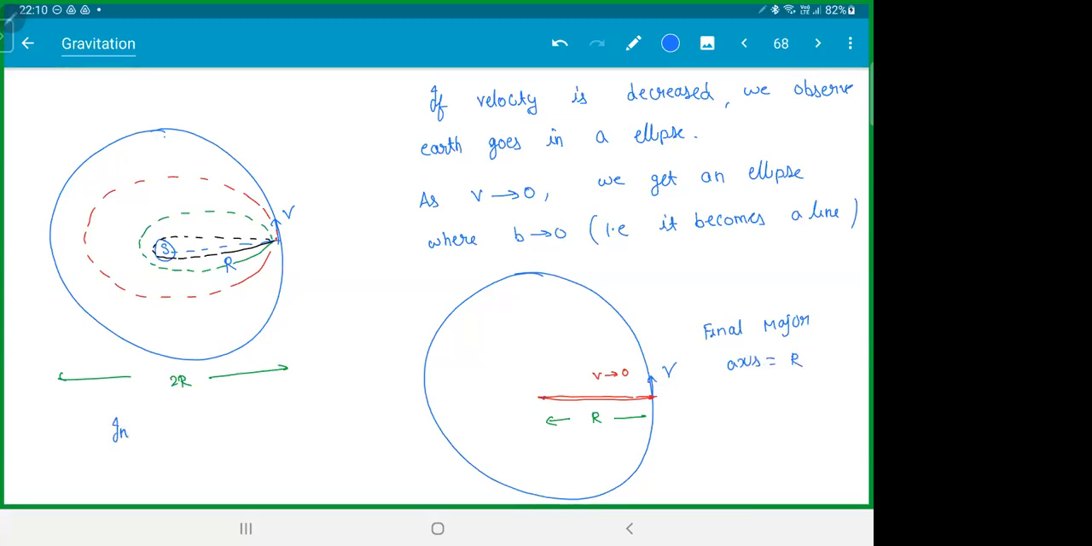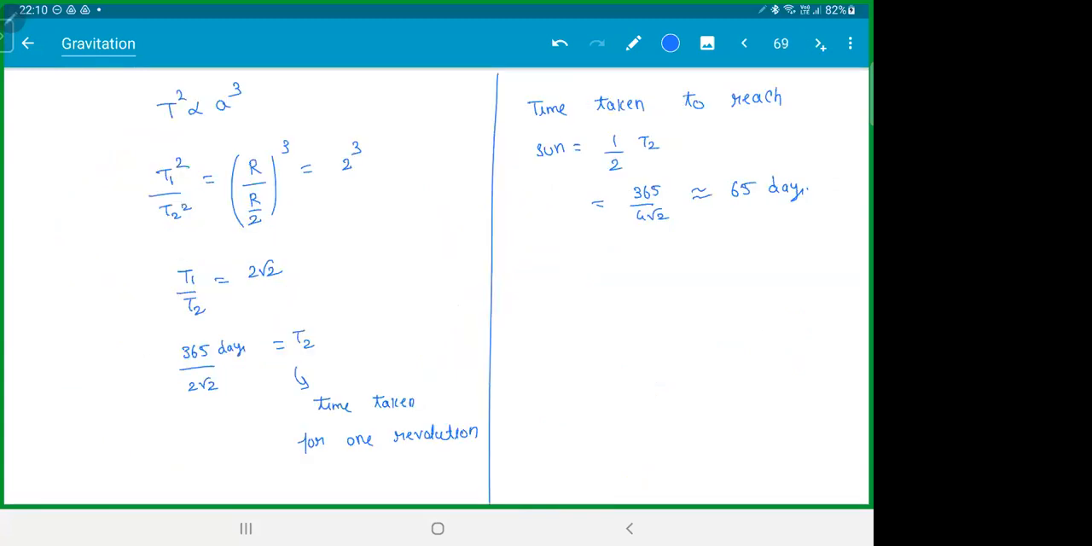Initial major axis was 2r. And from Kepler's third law, we know T square is proportional to a cube. T1 is the initial time for the Earth to go in one revolution. So this was 365 days, 1 year, the time taken for the Earth to go around the sun.